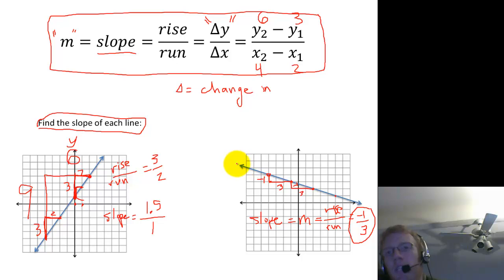Furthermore, this one is a pretty gentle slope, and its value is 1/3. Negative meaning downhill, but the numerical value is 1/3. This one is much steeper, and its value is 1.5 or 3/2. So any value bigger than 1 is going to be a steeper line. Any value less than 1, like a fraction, is going to be less of an incline and a more gentle slope.